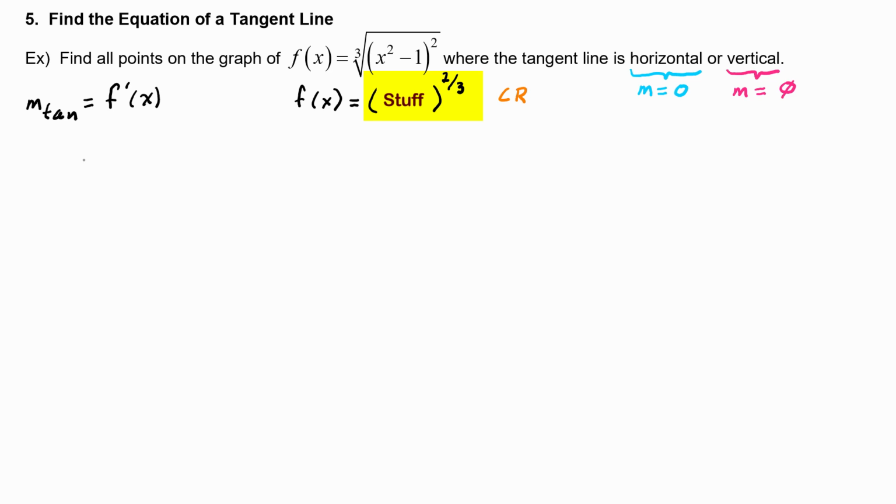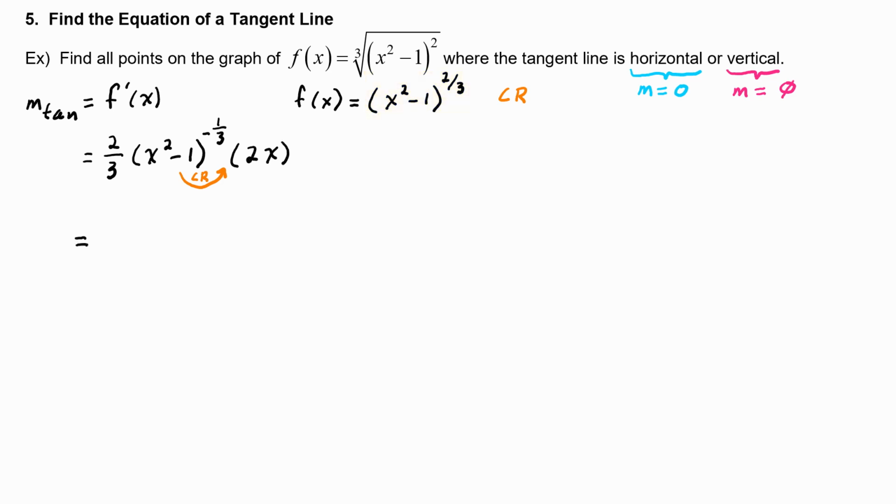So f prime is going to be 2/3 times that stuff, which is x squared minus 1. Then we have to subtract 1 from the exponent. 2/3 minus 3/3 is negative 1/3. And then we know that the chain rule tells us that we are going to have to take that times 2x.